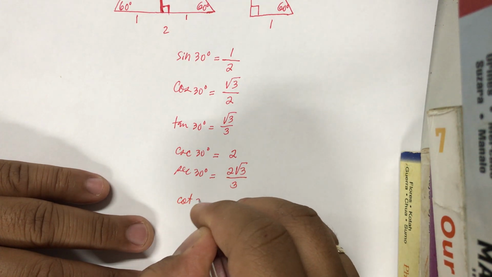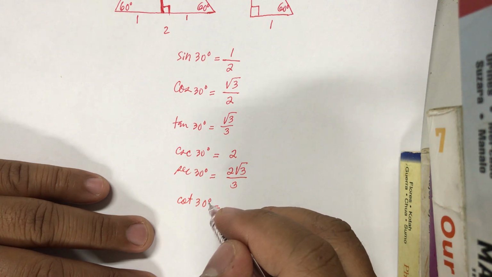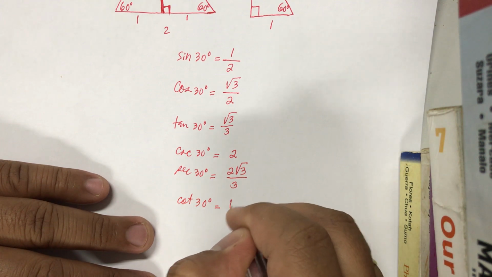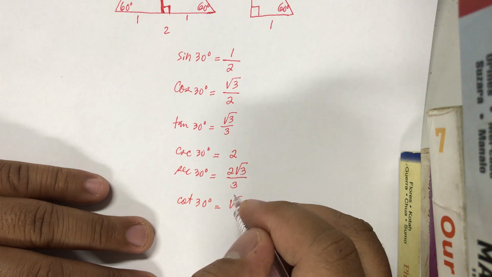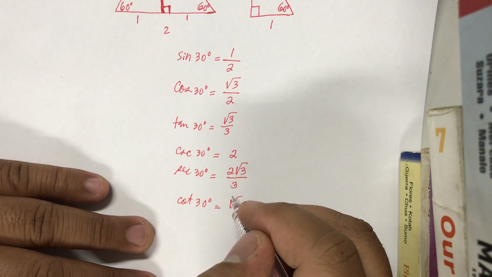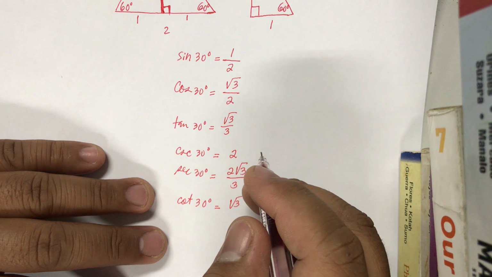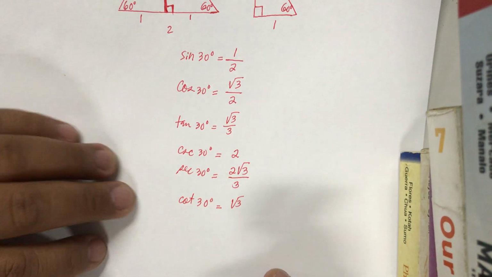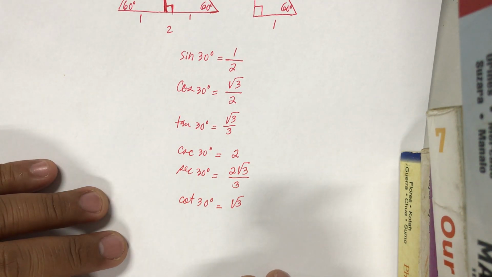Next, cotangent 30 degrees. Cotangent 30 degrees, by definition, is adjacent side over opposite side. So, square root of 3 over 1 or square root of 3. Another way of reasoning is that cotangent is the reciprocal of tangent. And since tangent is 1 over square root of 3, which we obtained earlier, take the reciprocal of 1 over square root of 3, that's square root of 3 over 1, or simply square root of 3. These are the 6 trigonometric function values for a special angle measuring 30 degrees.